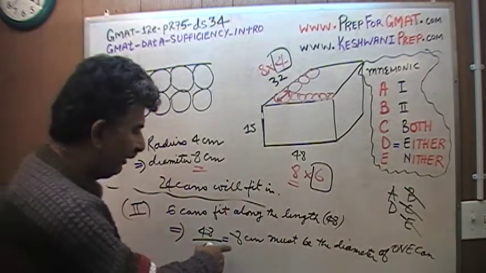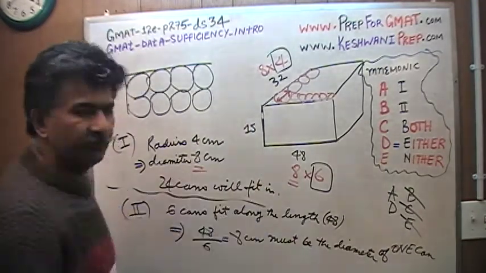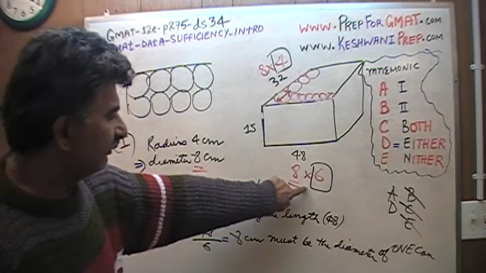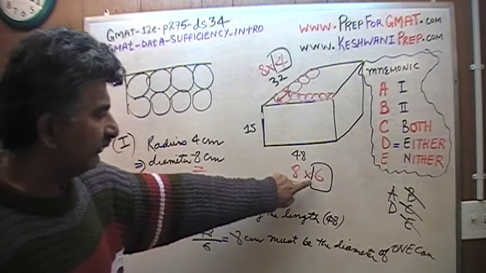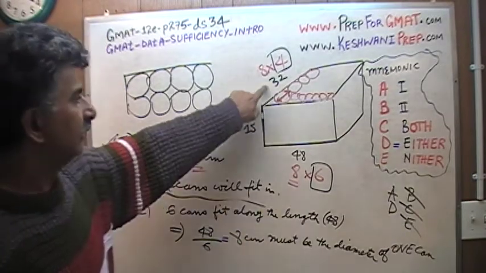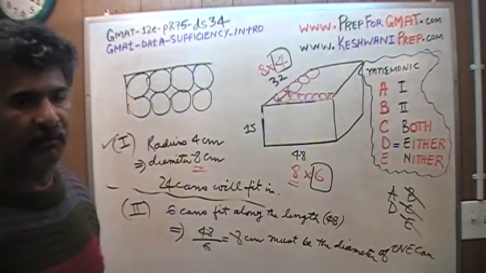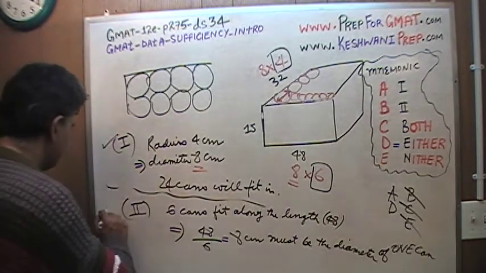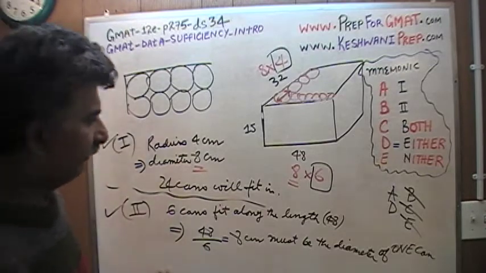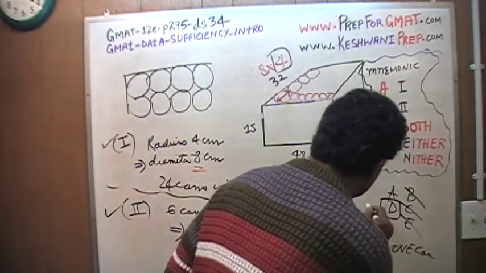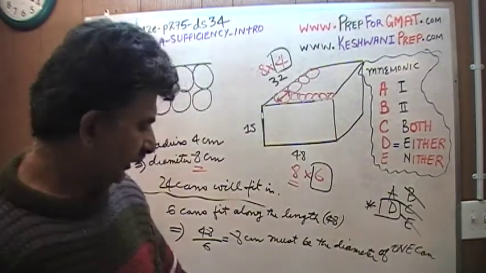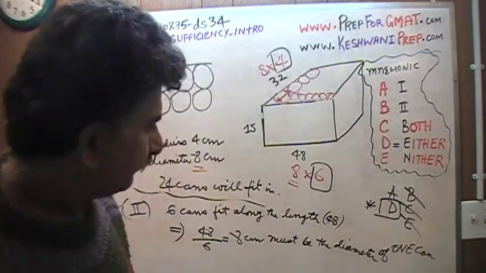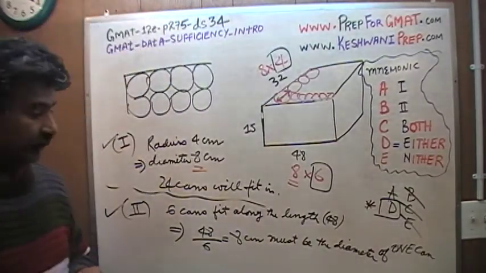And if we know the diameter of one can, we do the same work that we did before. 48 becomes 8 times 6, because this is the diameter. 8 times 6 tells me there must be 6 rows. And 32 becomes 8 times 4, that tells me there must be 4 columns, as we showed there. That's all. So the second statement is also enough by itself. The answer in this case is D. Answer is D. That was the end of it.